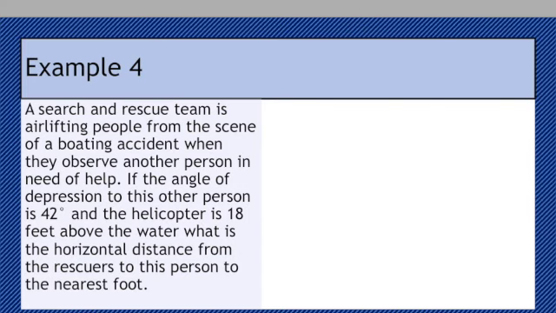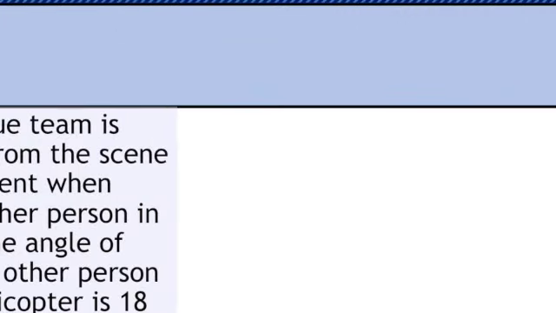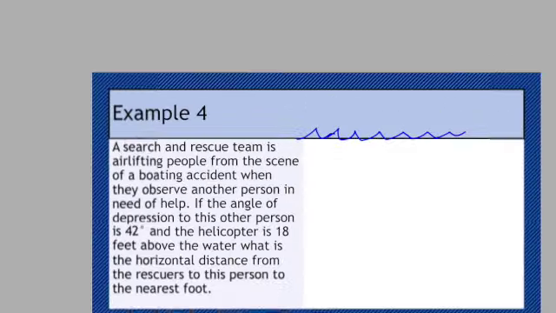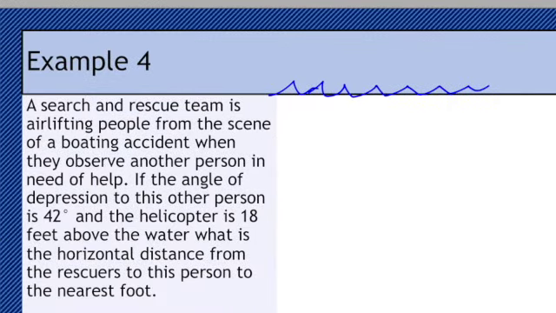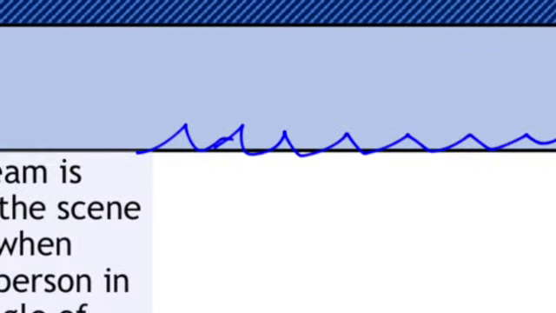Okay, so we've got some water. Let's draw a picture out. Let's draw it up here. Now it says a search and rescue team is airlifting people from the scene. So there's a helicopter that's 18 feet above the water. So here's our water. Let's say our helicopter is right around here.